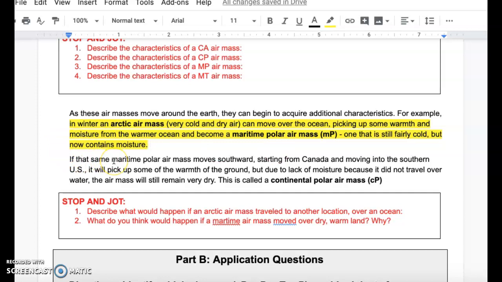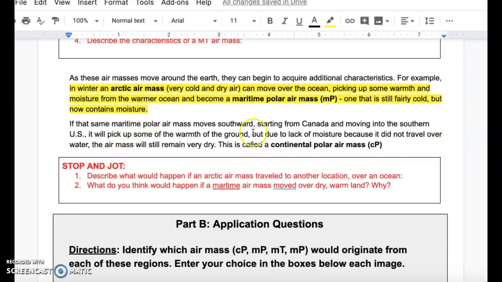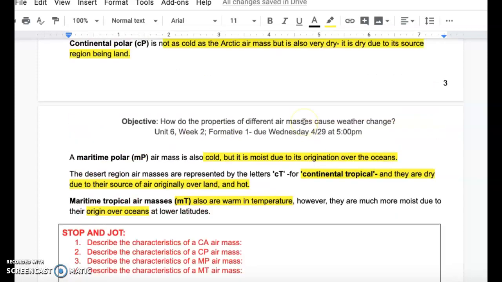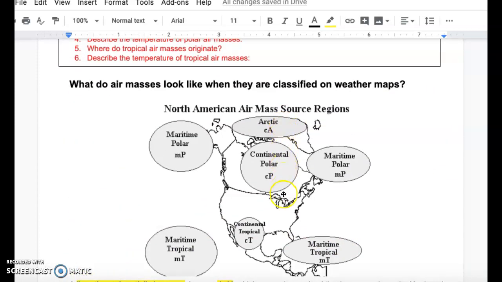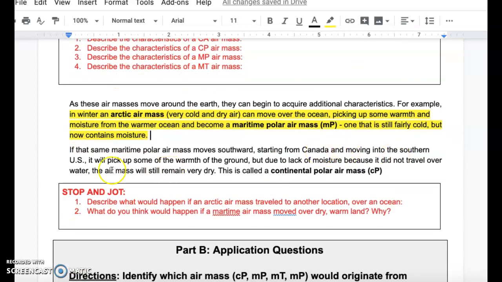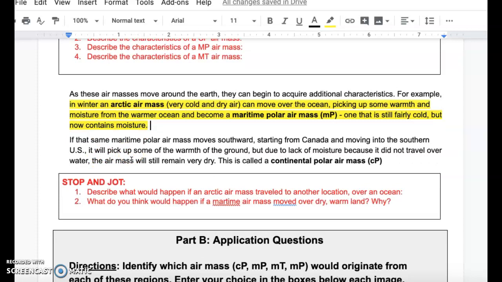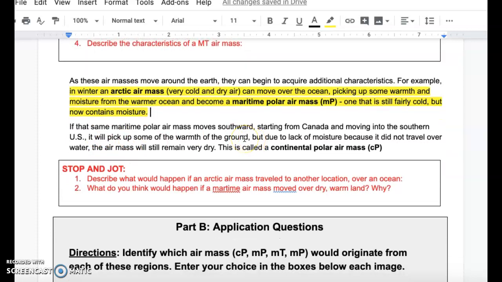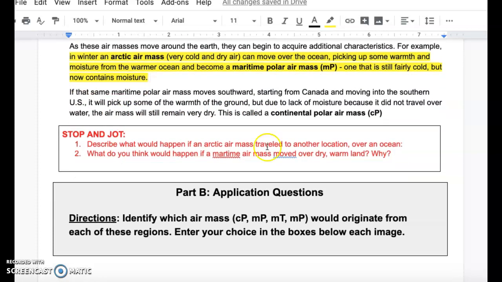If that same air mass continues to move southward, starting from, say, Canada south through the United States, it'll pick up some of the warmth from the ground in the US because it's moving closer to the equator, right? But because it did not travel over water, the air mass will still remain very dry, and that's called a continental polar air mass.